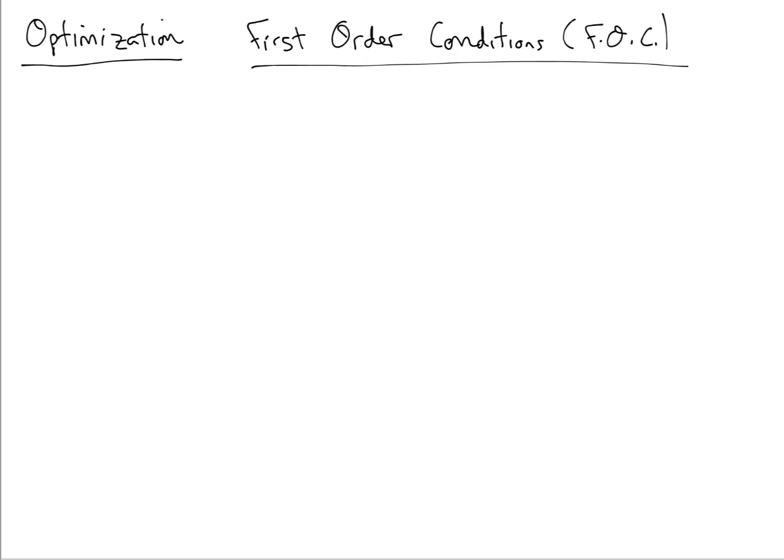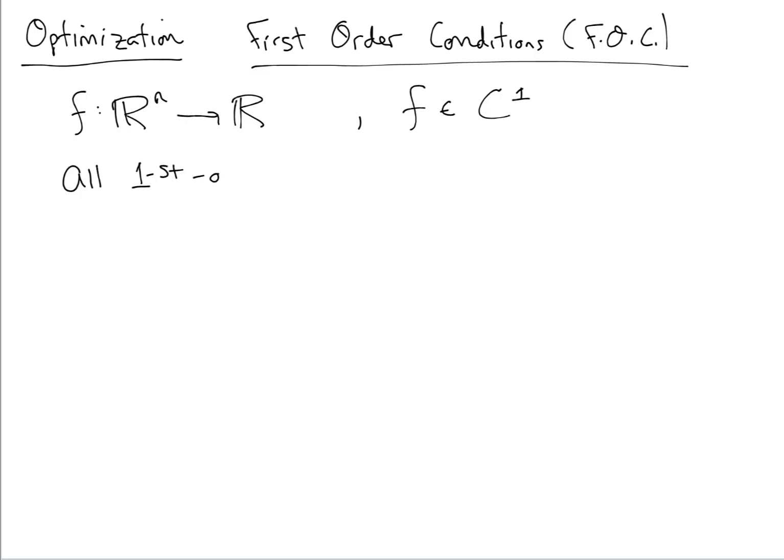In this lecture on optimization, we will be learning about our first order conditions. So we're going to consider a function that goes from Rn to R, and we're going to say f is what we call C1, which means all the first order partial derivatives of f exist and are continuous.